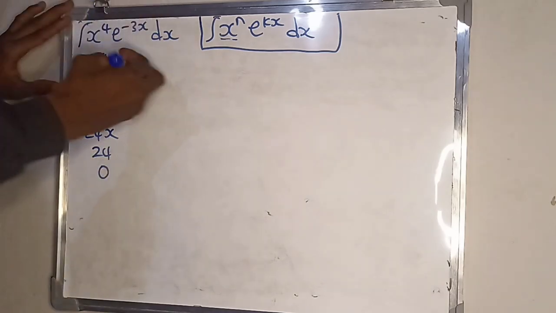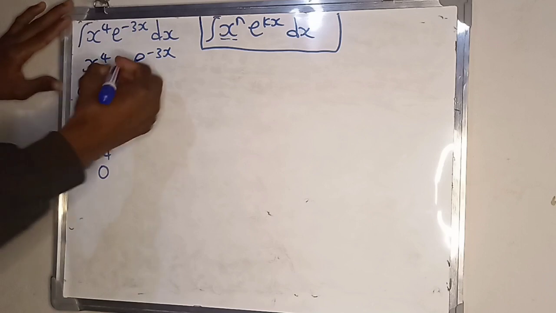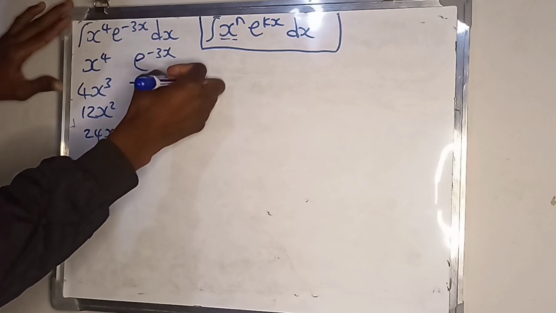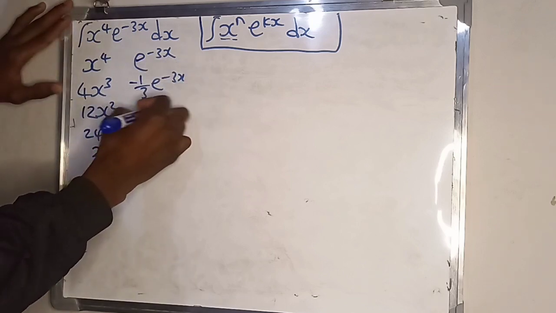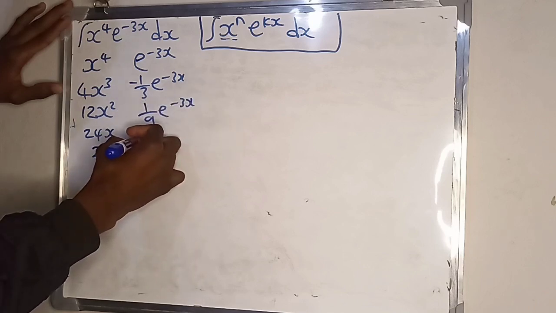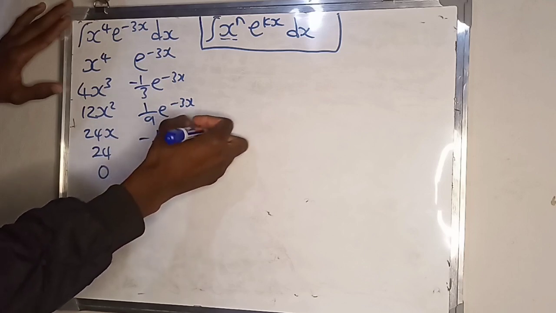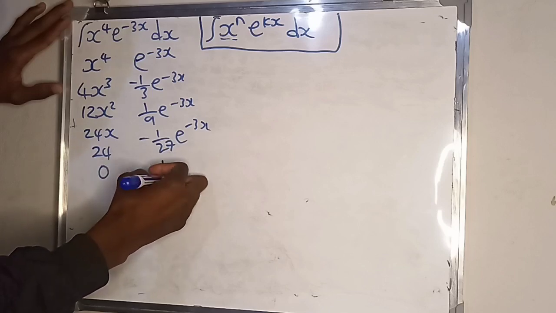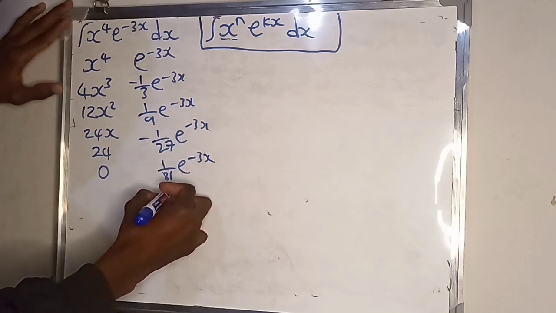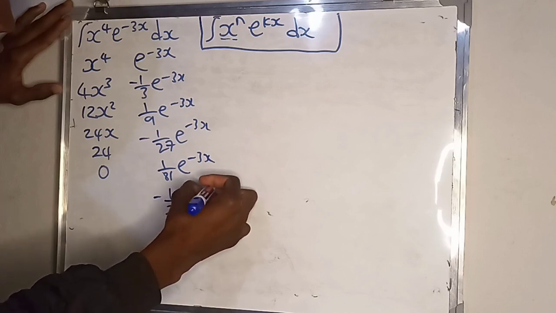I do the same thing with e to the negative 3x, but for this one, I integrate. For the first time, negative 1 over 3 e to the power negative 3x. Second time, 1 over 9 e to the power negative 3x. Third time, negative 1 over 27 e to the power negative 3x. Fourth time, 1 over 81 e to the power negative 3x. And for the last time, negative 1 over 243 e to the power negative 3x.